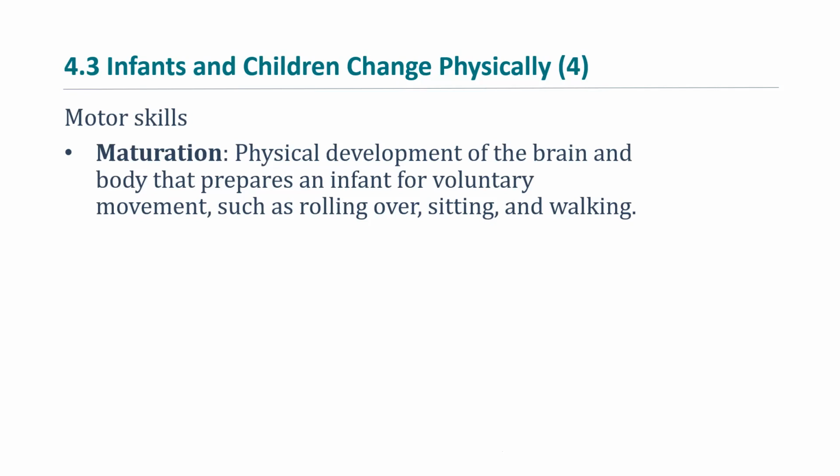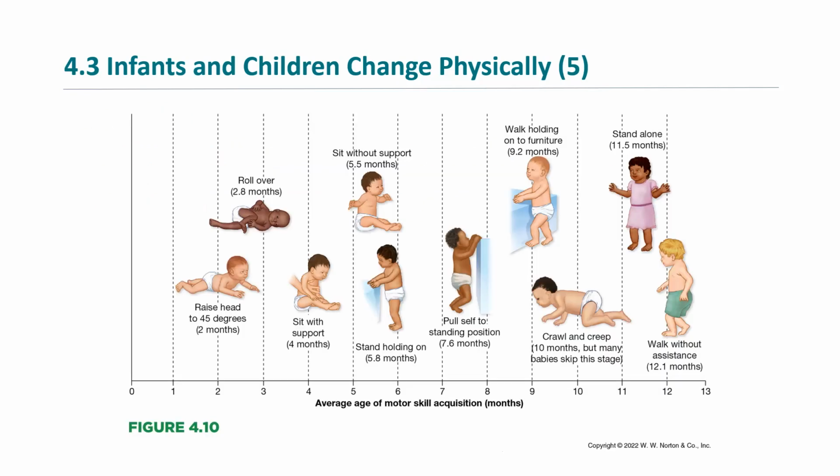Maturation refers to physical development of the brain and body, preparing an infant for voluntary movement, such as rolling over, sitting, and walking. Let me go to the next slide here. Here we can see the typical sequence for most humans. I'm not going to go through it. You can look at the picture yourself, but this is the normal sequence. And babies learn to end up walking without any formal teaching. We don't have to teach a baby to walk. They'll end up figuring it out on their own. There are things we can do to help, but it's not required.